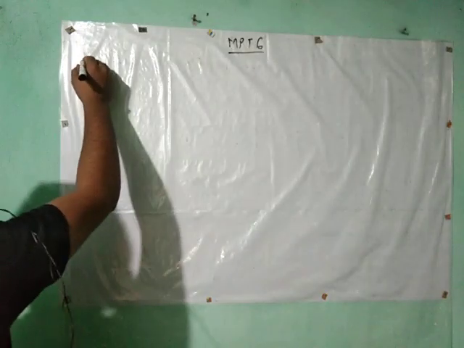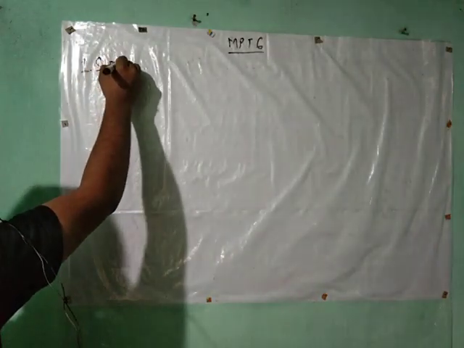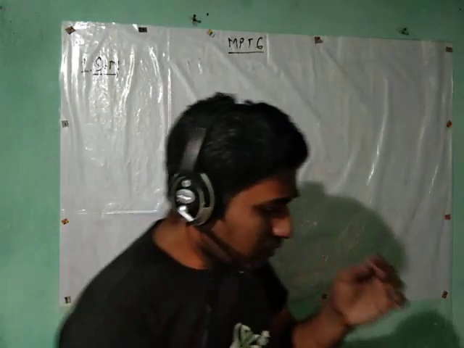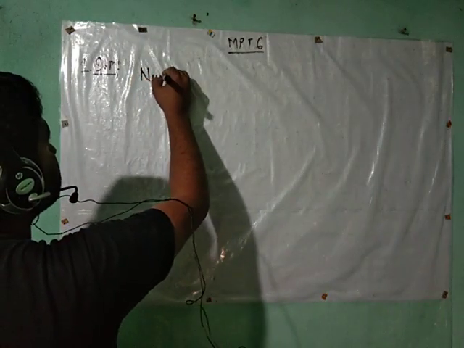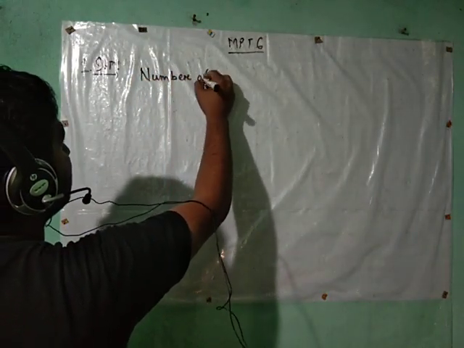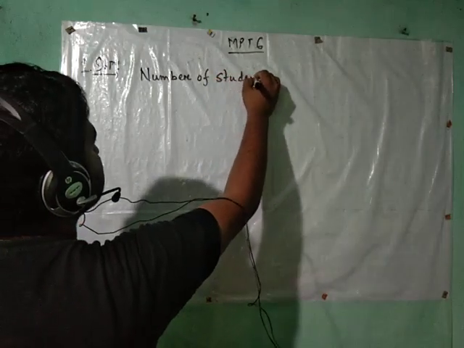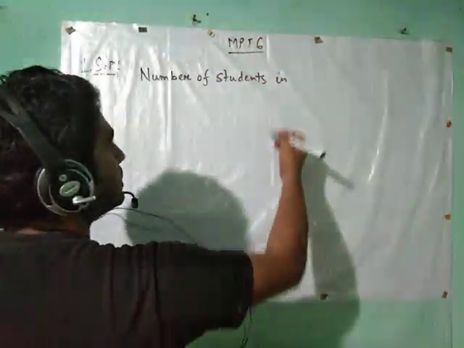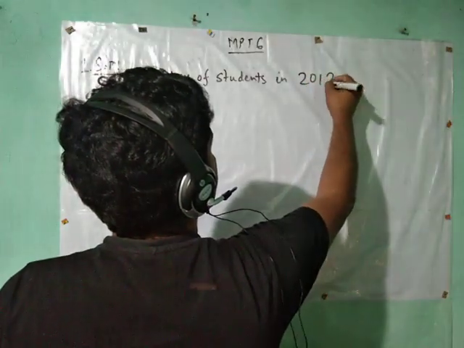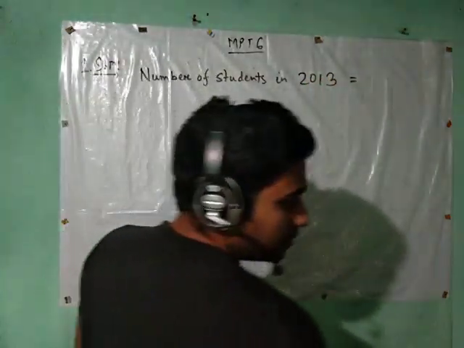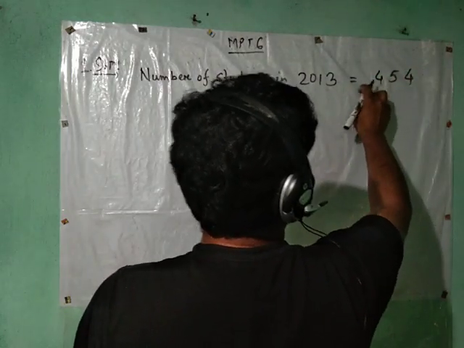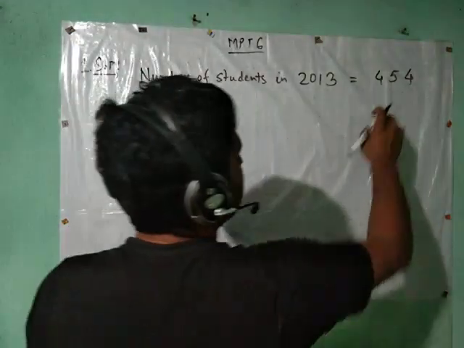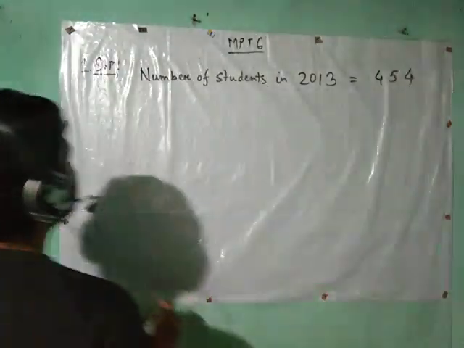So come to this point. Question number 1, solution. Okay, I am going to do the solution. In question number 1, write here: number of students in which year? 2013 was how much? 454. See, put some space here. I will tell you why I am keeping some space.